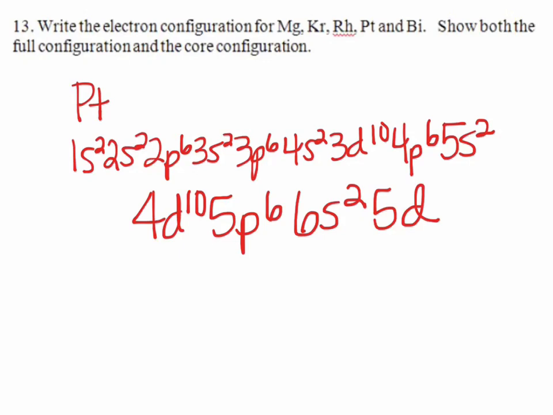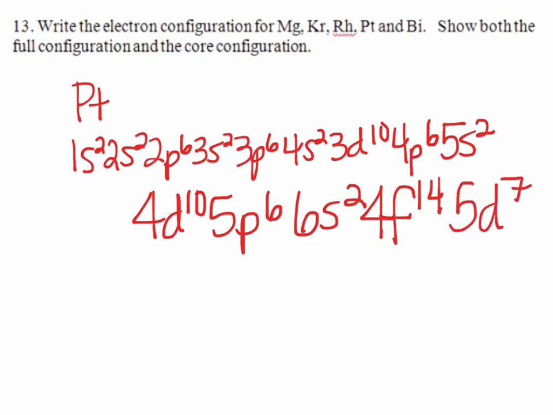Oh, see, now, you guys, it's not 7? No. What comes after 6s is 4f. So it would be 4f14, and then we have 5d, 1, 2, 3, 4, 5, 6, 7. So 5d7. 4f? No. Okay, so when you're looking at your configuration, let me pause this.